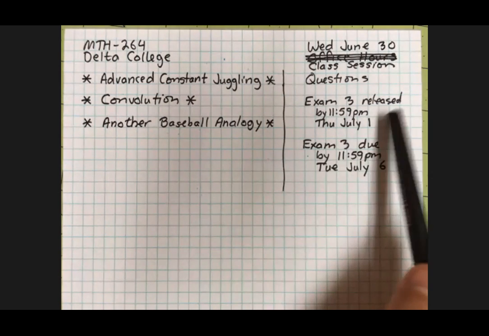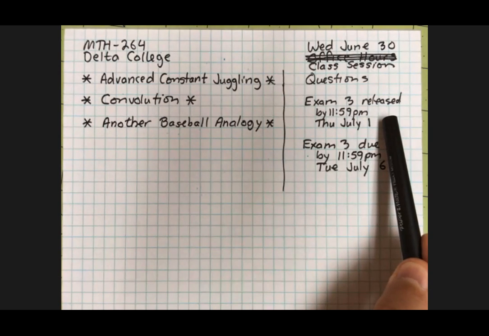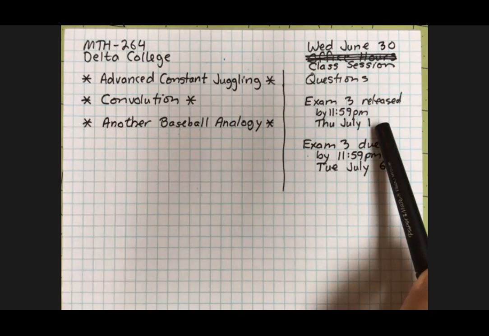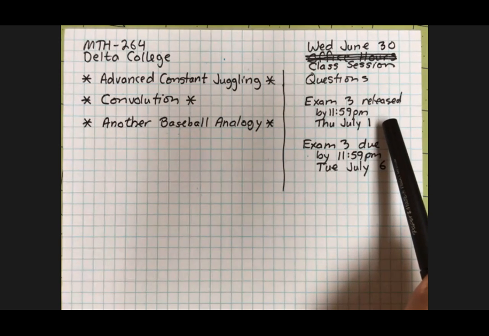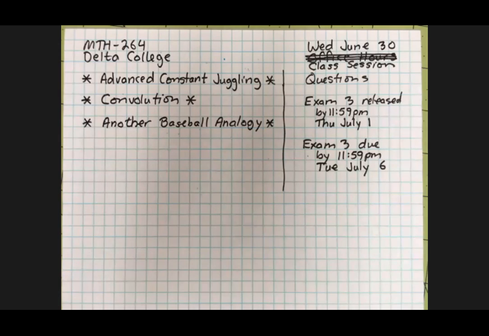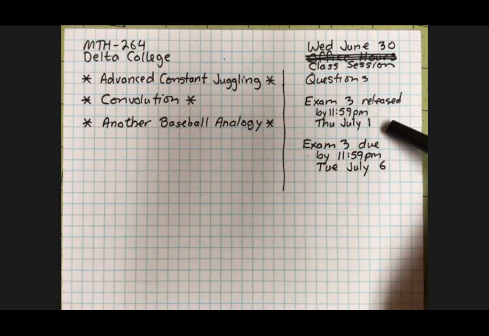Remember that exam 3 will be released tomorrow night by 11:59 p.m. That is July 1, so tomorrow is already July. Your summer is going. We are officially in summer, of course, because it's past June 21. So tomorrow is July, and that's when your exams can be released. Exam 3 will be due by 11:59 on Tuesday, July 6.